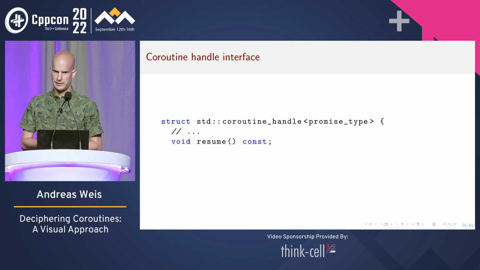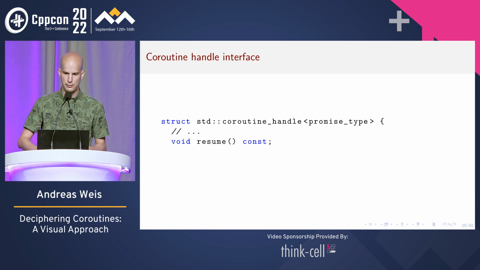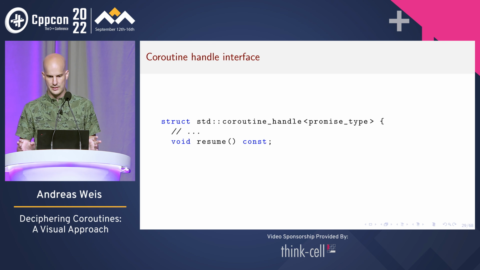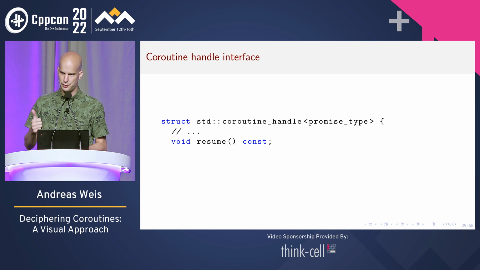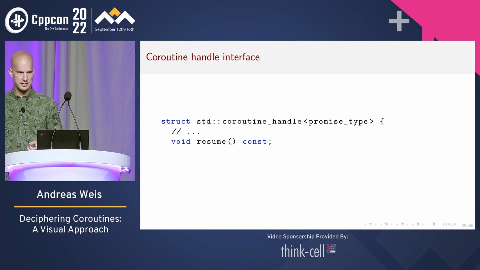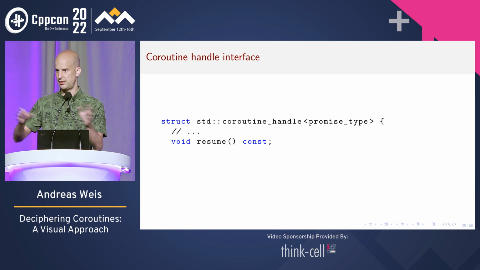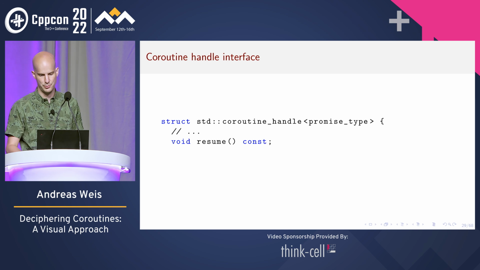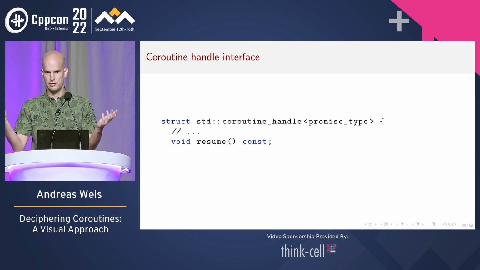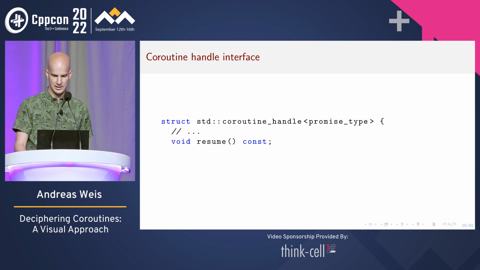So I promised you to take a real quick look at the coroutine handle. There's mostly two functions that are interesting here. The first one is resume. What resume does is simply it resumes a suspended coroutine. That's all that it does, right? It continues execution if it was paused before. Please only call it if the coroutine was actually suspended and not if it's running.